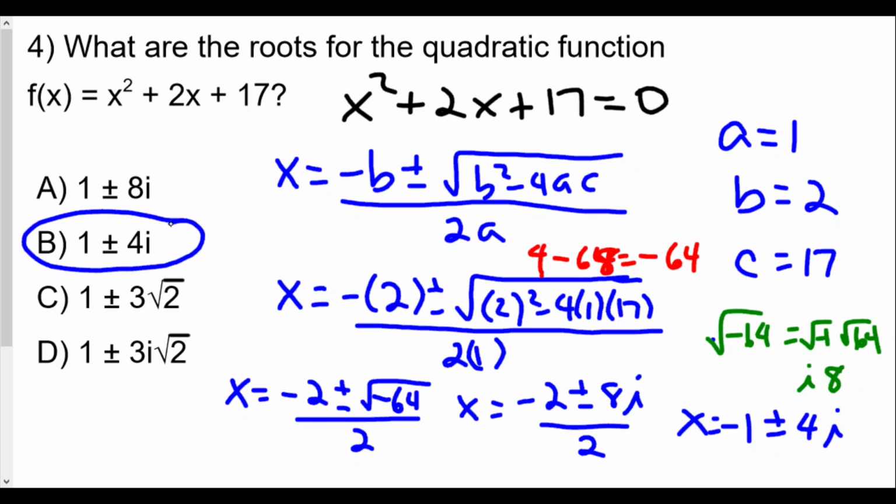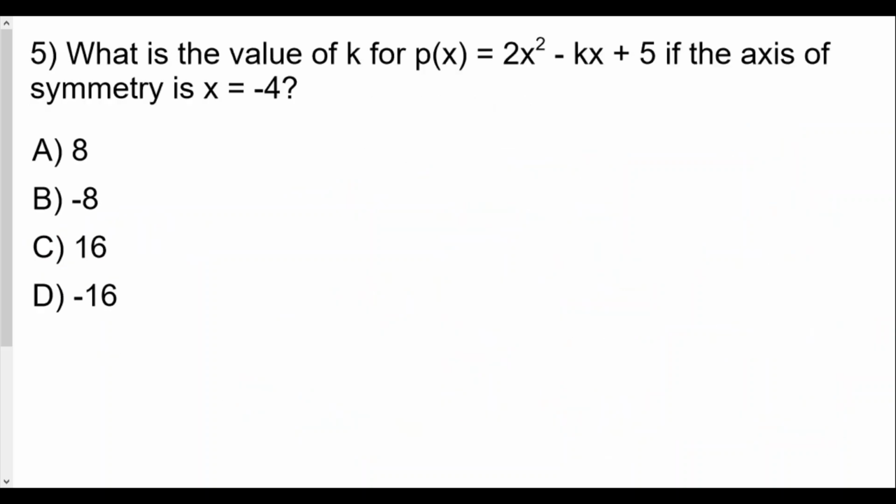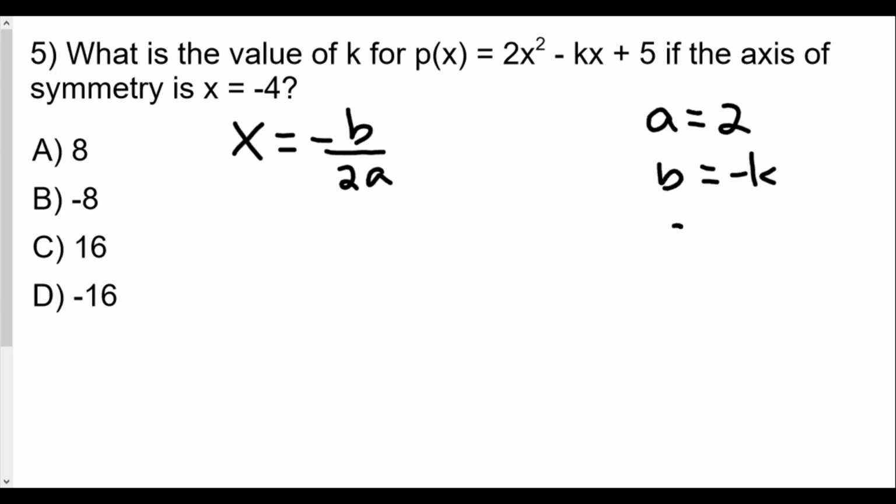But the key thing is to remember the quadratic formula, right? And knowing how to plug in and simplify. All right. Question number 5 we see here is, what is the value of k when p of x equals 2x squared minus kx plus 5, if the axis of symmetry is x equals -4? For the axis of symmetry, we should know the formula: x equals, don't forget the x, equals -b over 2a. And again, we're going to find our a, b, and c values. In this situation, a equals 2, b equals -k, and c equals 5.